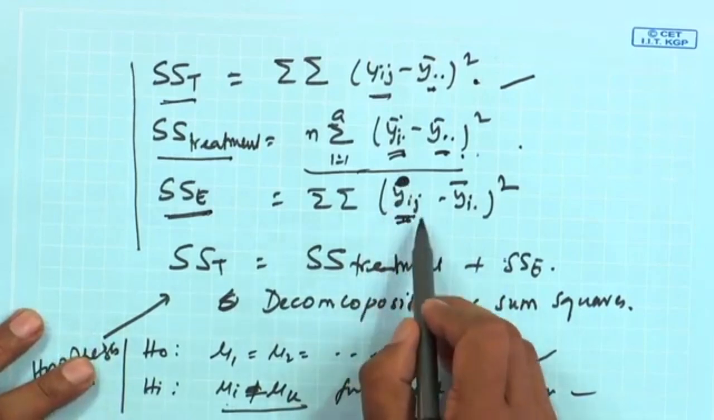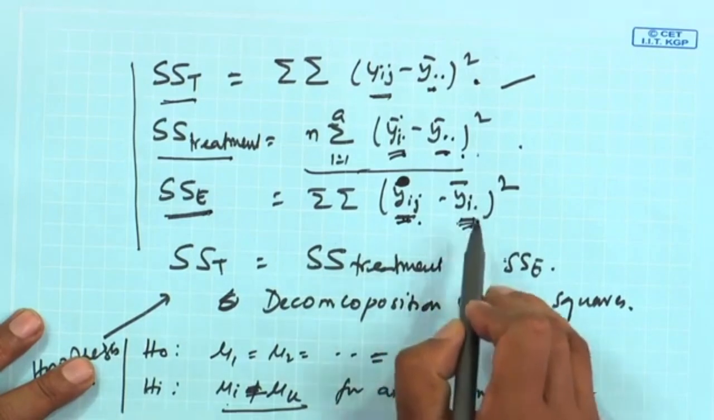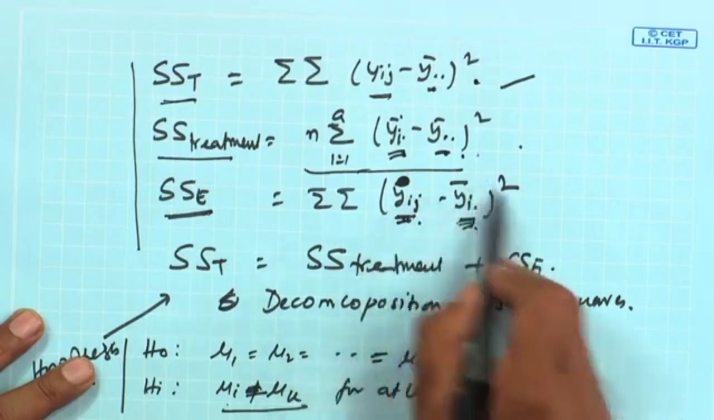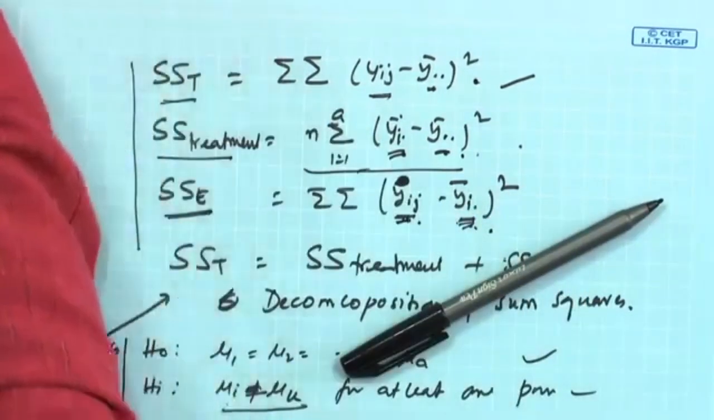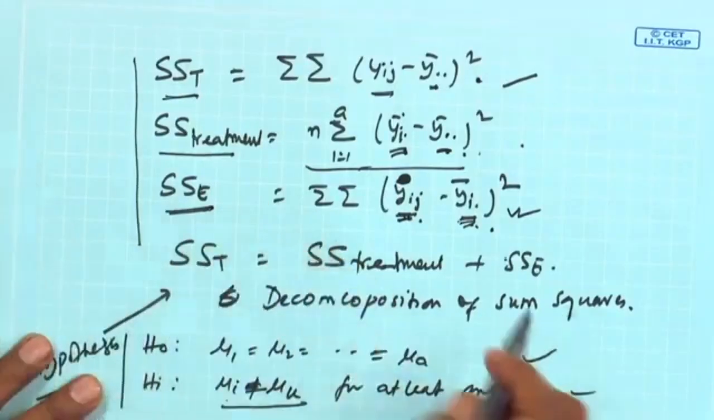And when you are talking about SS error, that means every observation yij is subtracted from its respective level average, and then this is summed up. What does it mean? Here 575 minus 551.2, then 542 minus 551.2. So, in level 1, all these observations are subtracted by the respective average, and then that is squared and summed up. Similarly, for the 4 different levels, 4 into 5, 20 observations will be summed up using this formula, and you will be getting SS error.